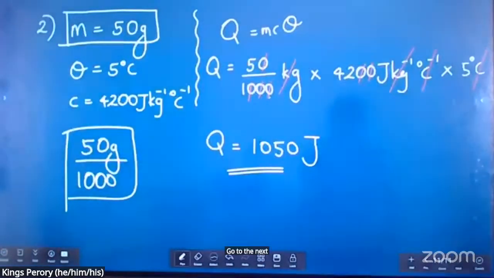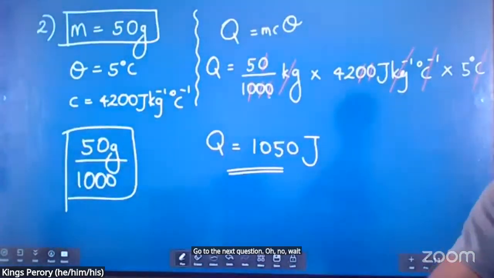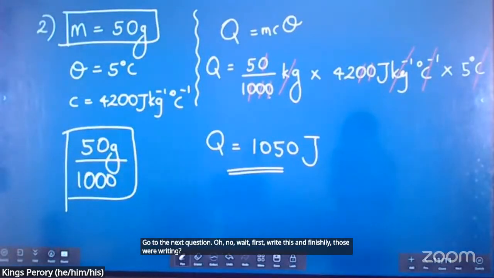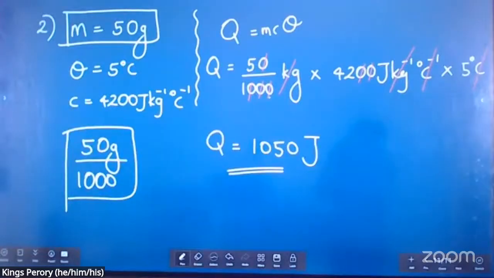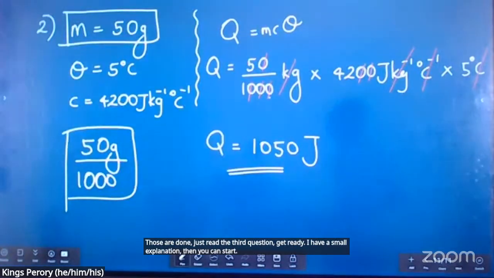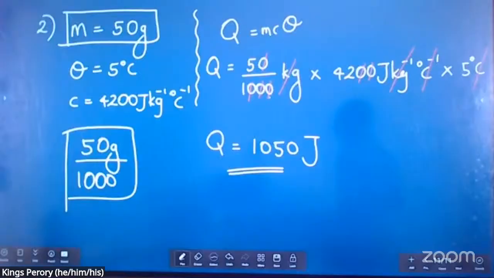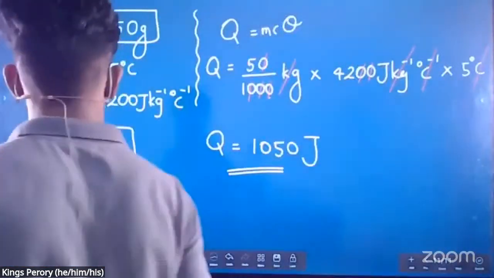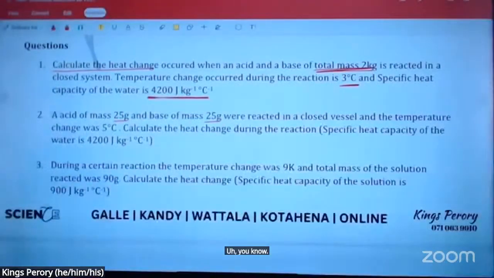Go to the next question. Oh no, wait. First write this and finish it. Those who are writing. Those who are done, just read the third question. Get ready. I have a small explanation, then you can start. Okay? Come to the third question.